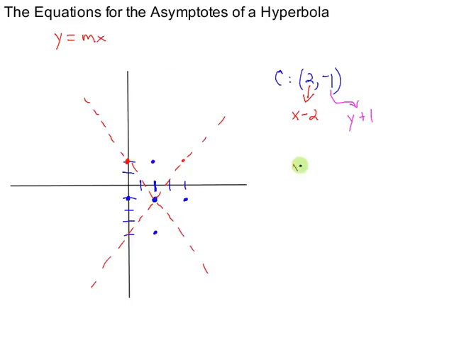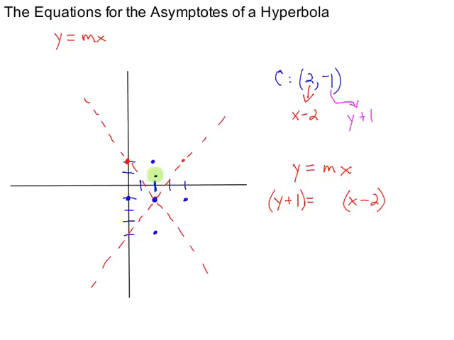So I'm going to start with y equals mx, except instead of y and x, I'm going to have the shifted y and x. So I'm going to start by rewriting those. y plus 1 equals m times x minus 2, the shifted x. You can put the y plus 1 in parentheses if you want to, but it's not necessary in this case. And now all that's left is to find the slope of these.